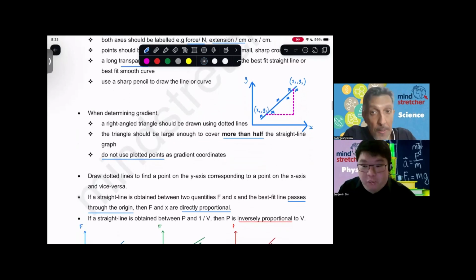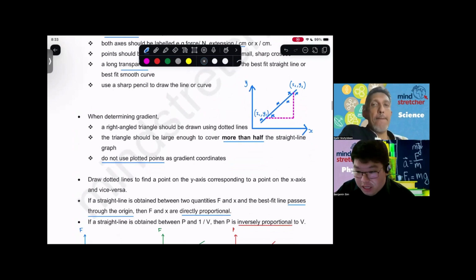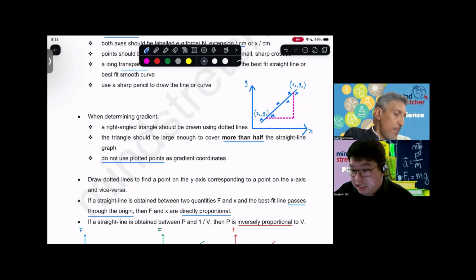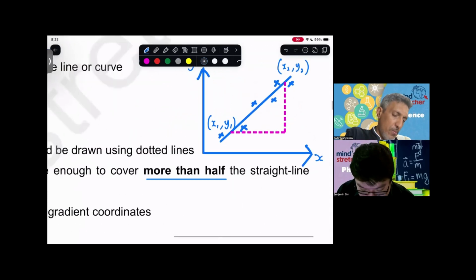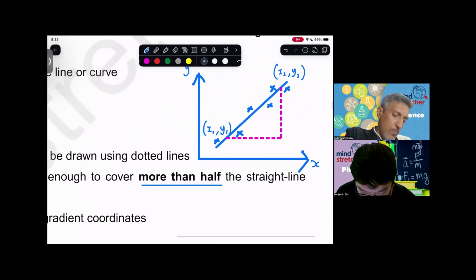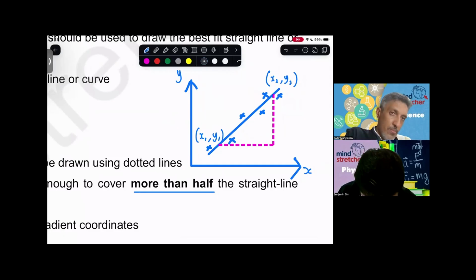Now, for when you are determining your gradient, you want to demonstrate your gradient by using dotted lines, and you join them up to form a right angle triangle, as you can see in the diagram that I have drawn for you here. Your triangle should be more than half of the straight line. So try your best to avoid drawing a very tiny little triangle like that. That will be absolutely terrible.